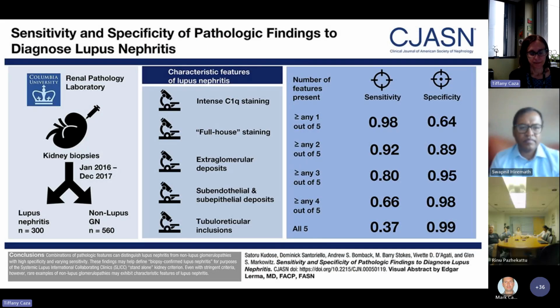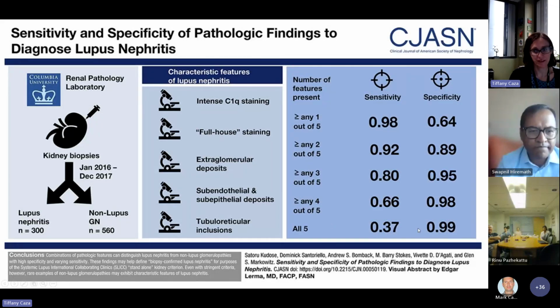This is a study from Columbia, and it's been shown that if you have 3 of any of those features, you have a 95% chance of the membranous being due to lupus. And if you have all of these, there's a very high suspicion that this patient has lupus.